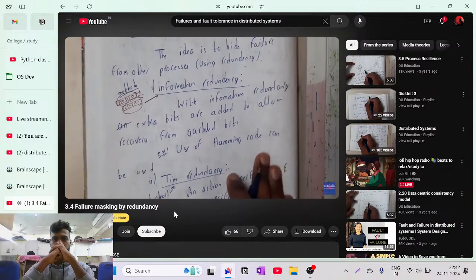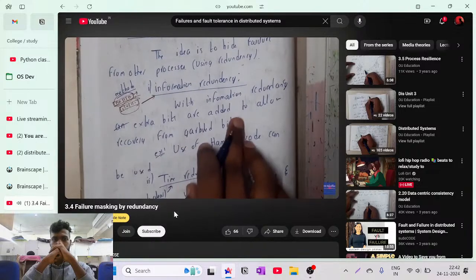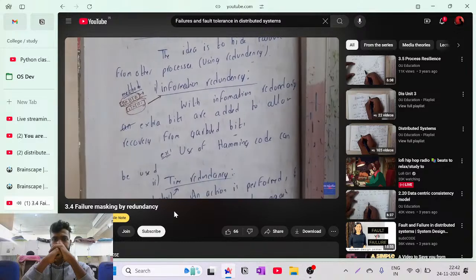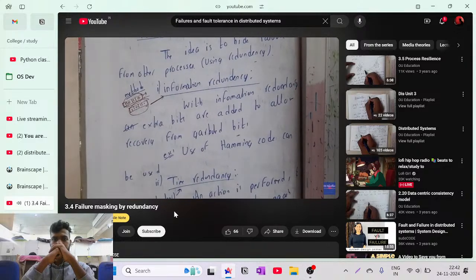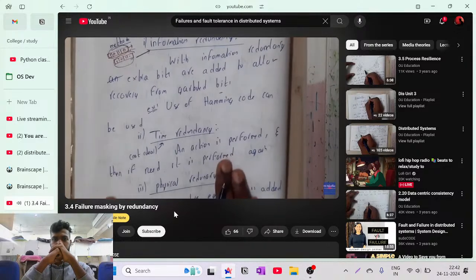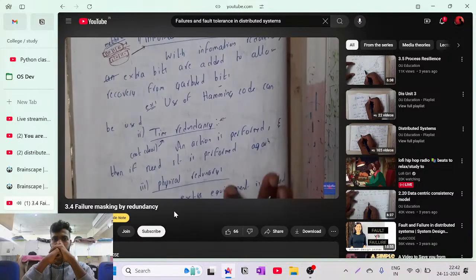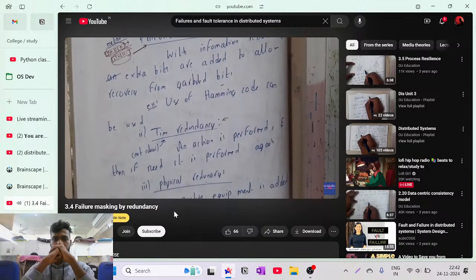So with information redundancy, extra bits are added to allow recovery from the mixed bits, like any kind of garbage bits and all those things. Similarly, time redundancy. Guys, I'm not that much clear with the time redundancy, so I'll be just reading a definition. I'll be explaining as per my understanding, guys, because I am not clear with it. I don't know exactly whether it is correct or wrong also.